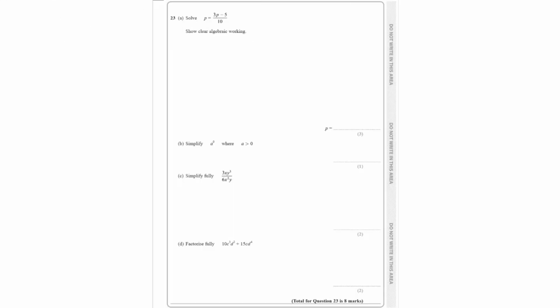Welcome back, Crammers, to question 23. Solve p is equal to (3p minus 5) over 10.